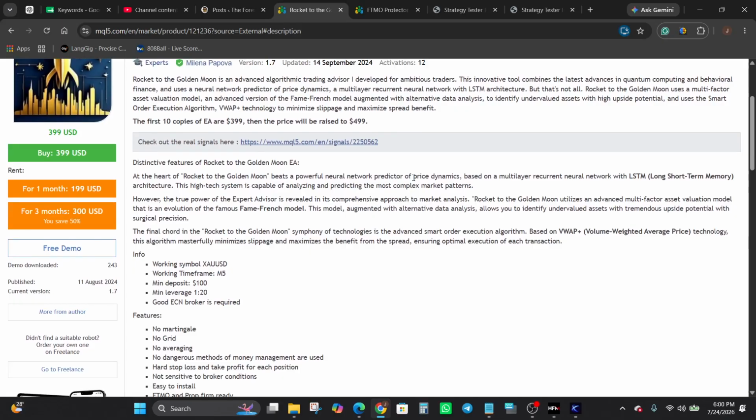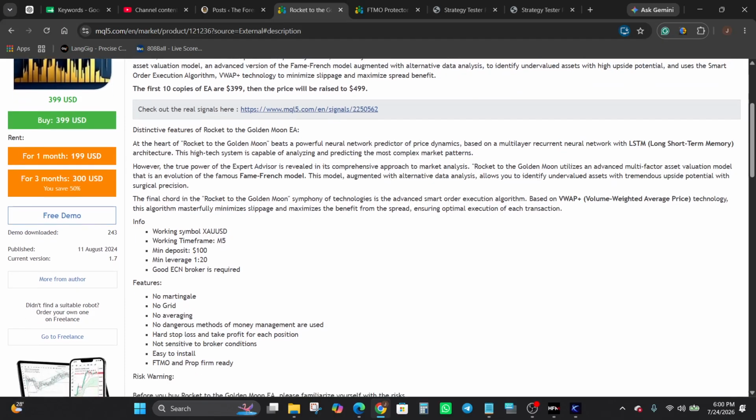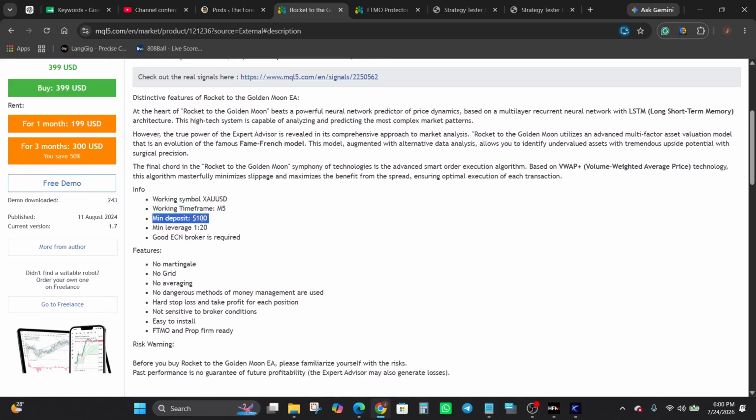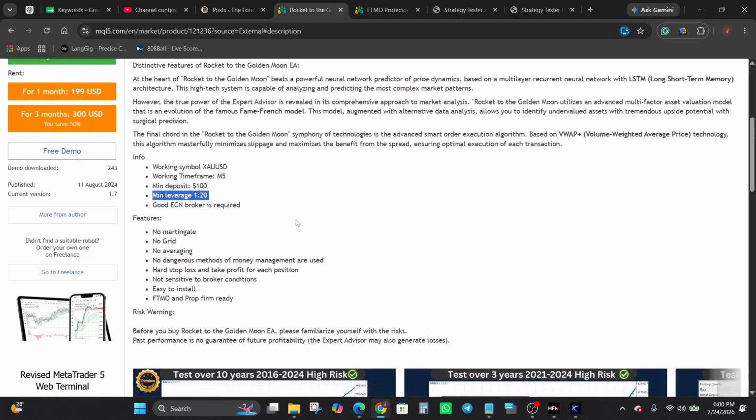Looking at the working parameters and the operational guidelines detailed on the page, the EA is designed specifically for the XAUUSD or gold symbol on the M5 time frame. The minimum recommended deposit is $100 with a minimum leverage of 1:20. A good ECN broker is recommended by the developer.